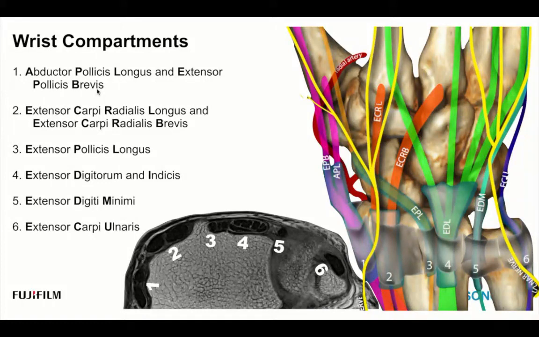So that really got me a good start on how to memorize these, if you feel the need to memorize them. And then from there, the second compartment is both ECRs. So it's ECR L or ECR B. And then you have the EPL. So one way to remember the order is that you have a longus, and then a brevis, and then a longus, and then a brevis, and then a longus. So longus, brevis, longus, brevis, longus.